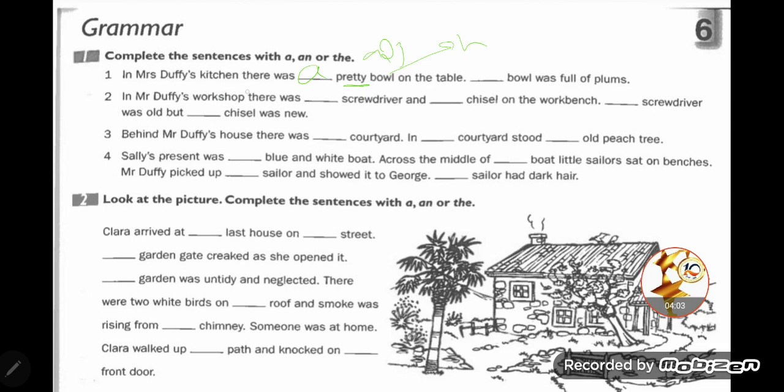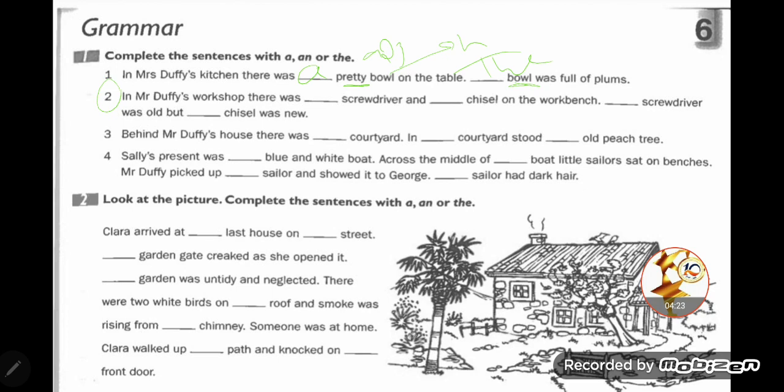So in Mr. Duffy's kitchen there was a pretty bowl on the table. يعني كان في طبق جميل. هلا هون I mentioned the bowl for the second time, so we use the definite article the. فبتصير the bowl was full of plums. Okay. Move to number 2.